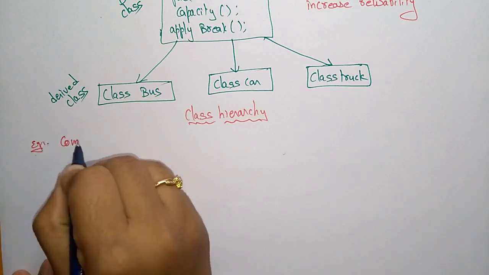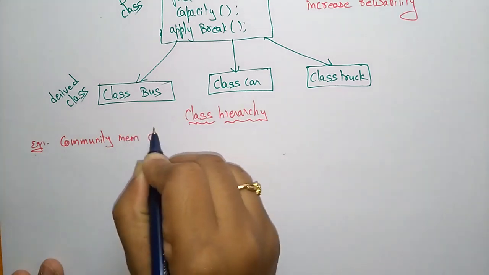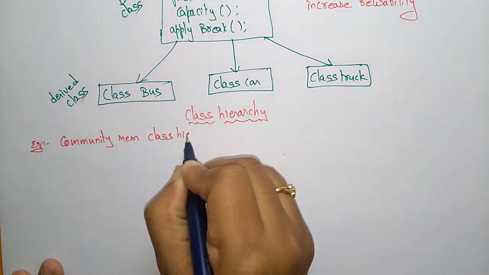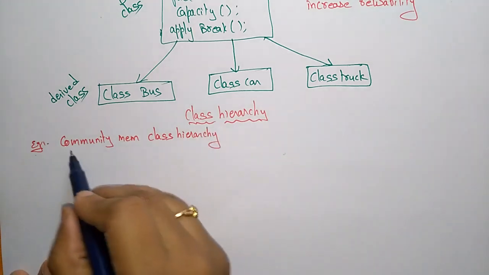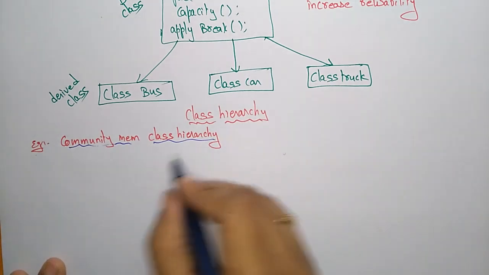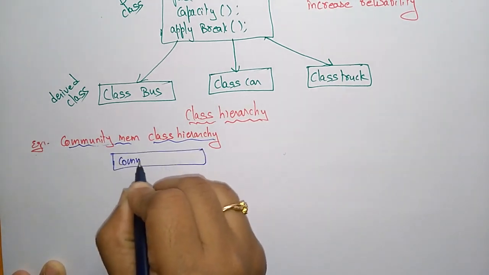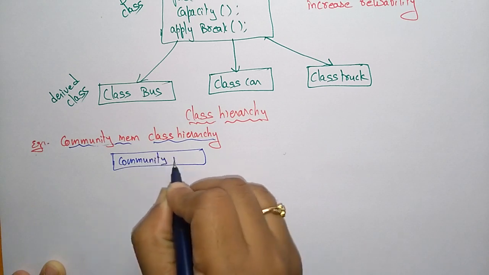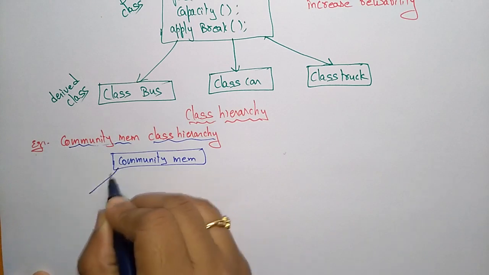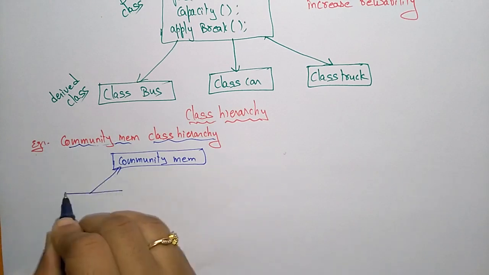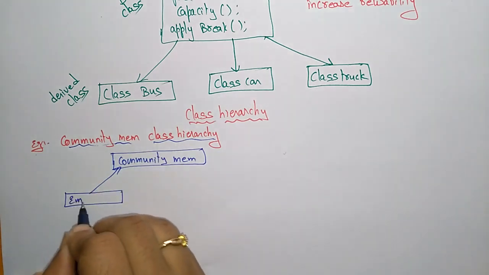First is the community member class hierarchy. If you take the community member class hierarchy, how will it be represented diagrammatically? The community member is a base class. So this community member is giving the properties of this base class to the derived classes.